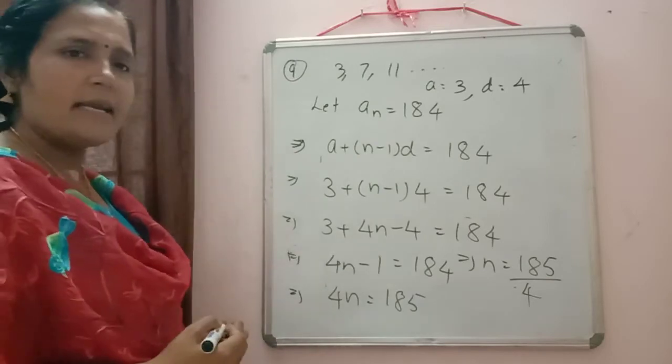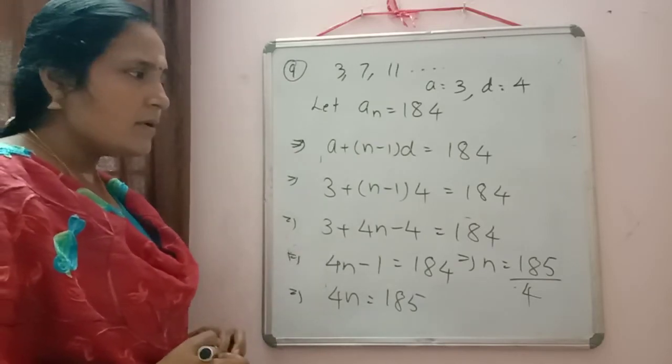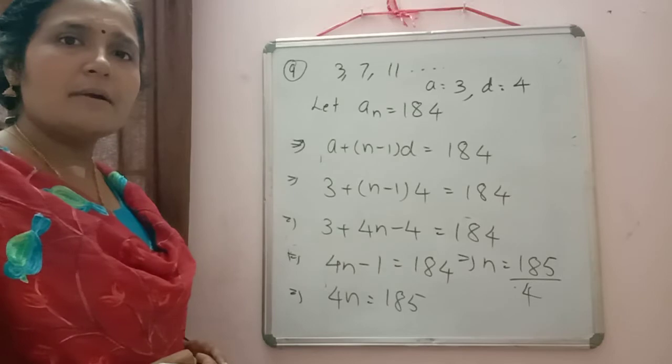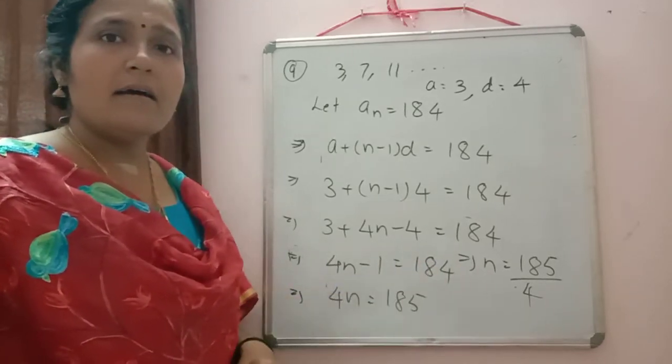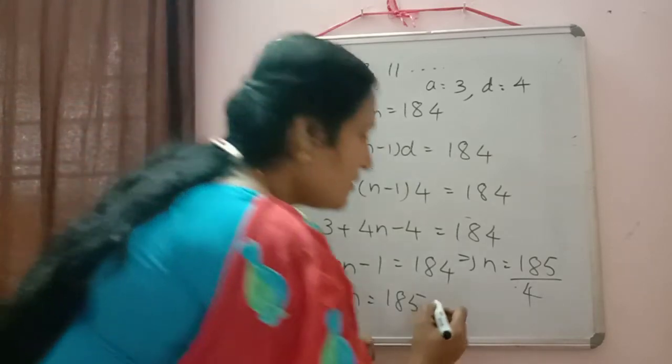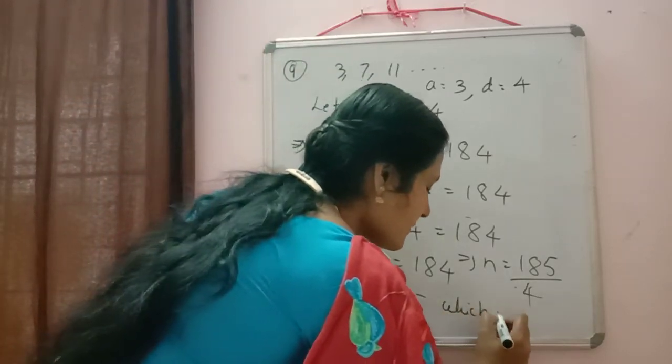Can you cancel 185 and 4? No, 185 is not divisible by 4. So what n is coming? n is coming in fractions, which is not possible.